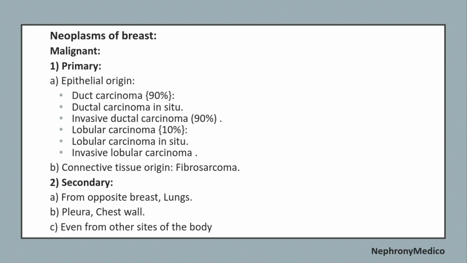Primary includes epithelial origin like duct carcinoma, which is 90%, ductal carcinoma in situ, invasive ductal carcinoma, lobular carcinoma in situ, invasive lobular carcinoma, and connective tissue origin fibrosarcoma. Secondary includes from opposite breast or lungs, pleura and chest walls, and even from other sites of the body.